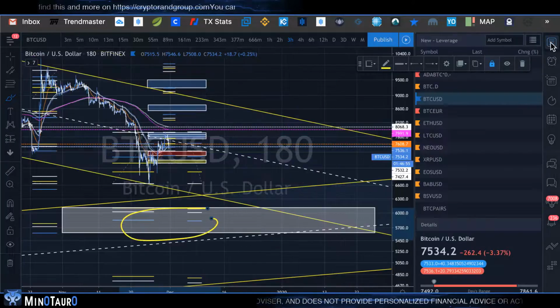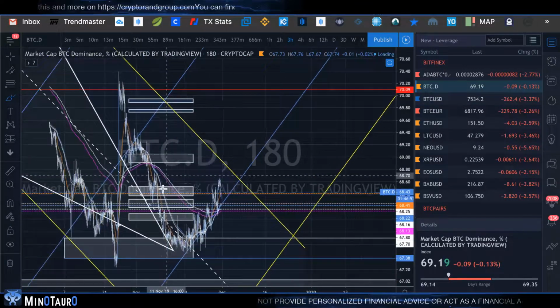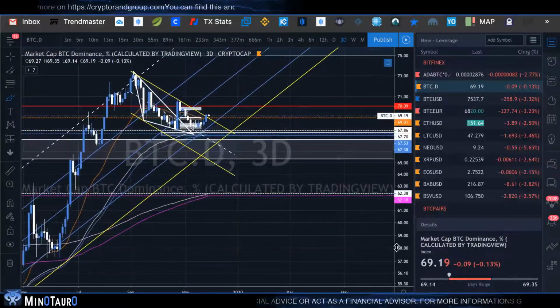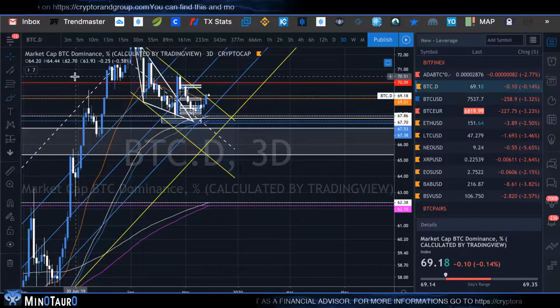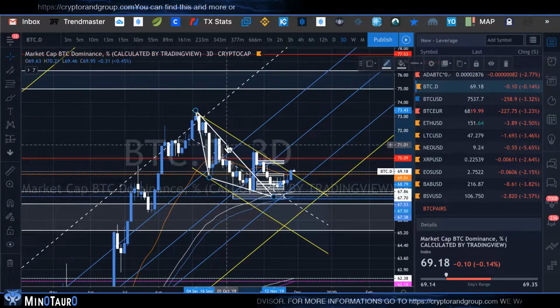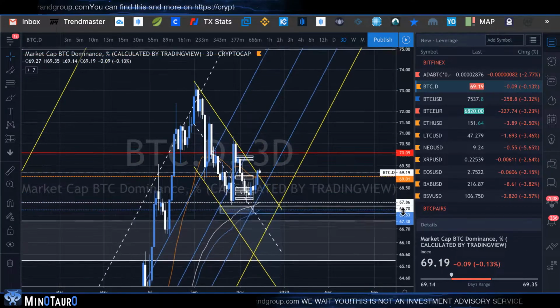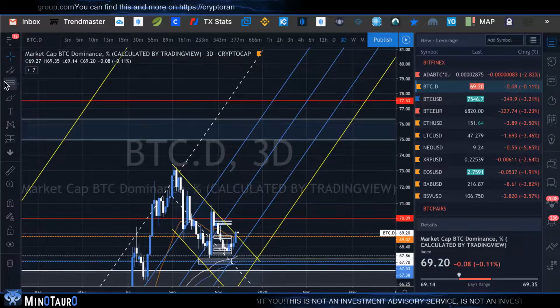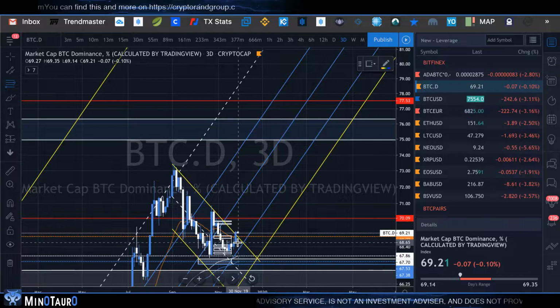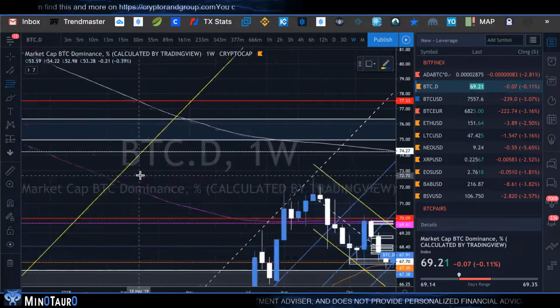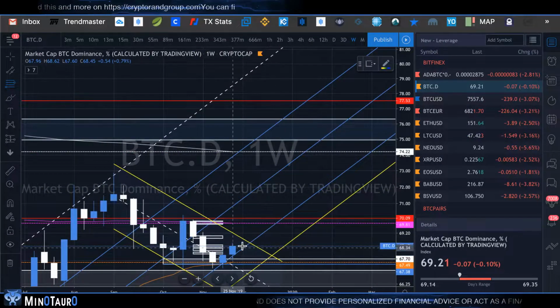Another important thing that we have to check today is the dominance that is increasing. I'm going to go 3 days. So this is the dominance. As you can see, it is trying to break out. Okay, in case we break out properly, this is now probably retracing down. Okay, so we're going to see, and usually it is a weekly chart that we check. You can see the weekly chart is not happy.